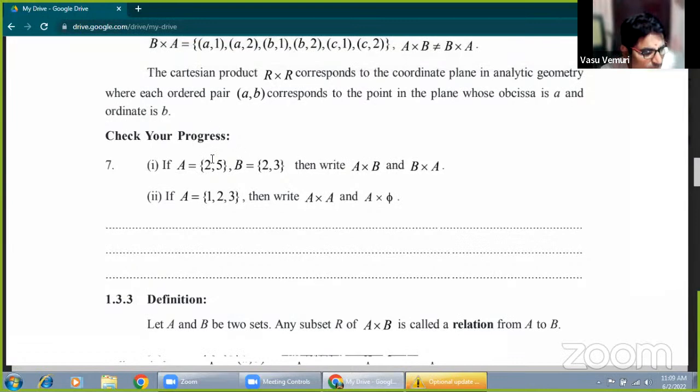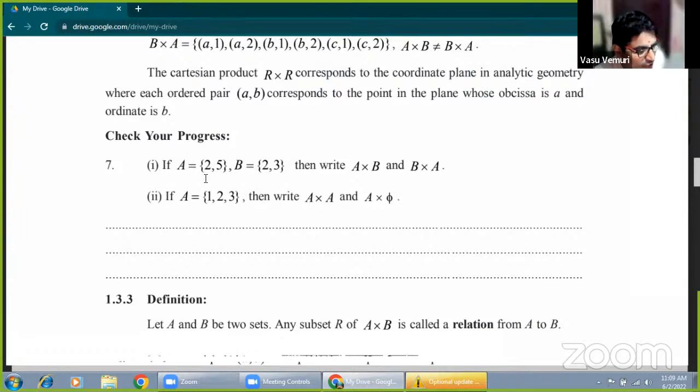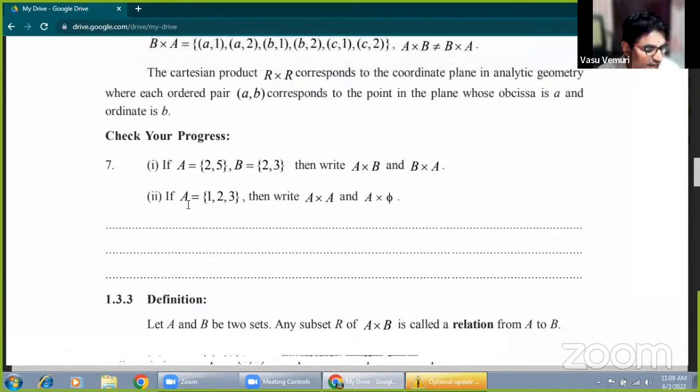Now these problems are also practiced here. Suppose A and B are any two sets. Write A cross B. A cross B means (2,2), (2,3), (5,2), (5,3). That is A cross B. B cross A means (2,2), (2,5), (3,2), (3,5). Now just observe A cross B and B cross A. Is it equal or not? At any time, both sets of ordered pairs are not equal here. A cross B is not equal to B cross A.